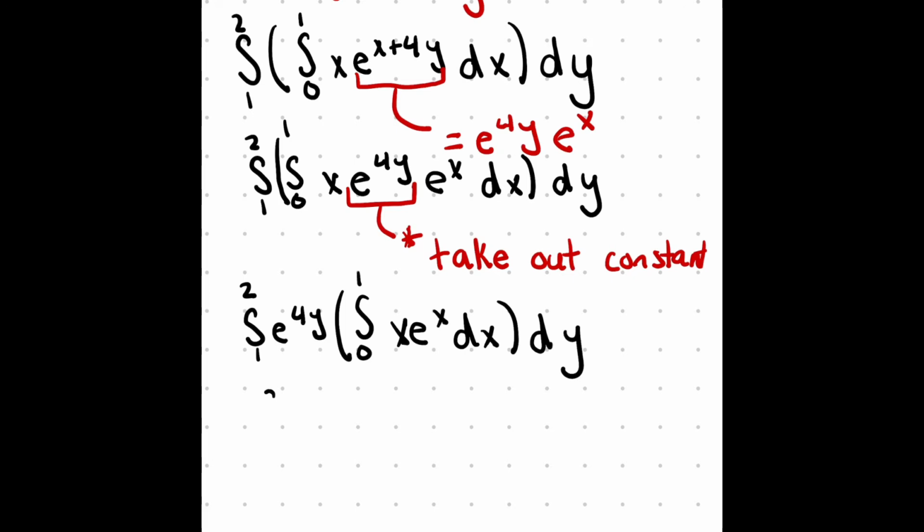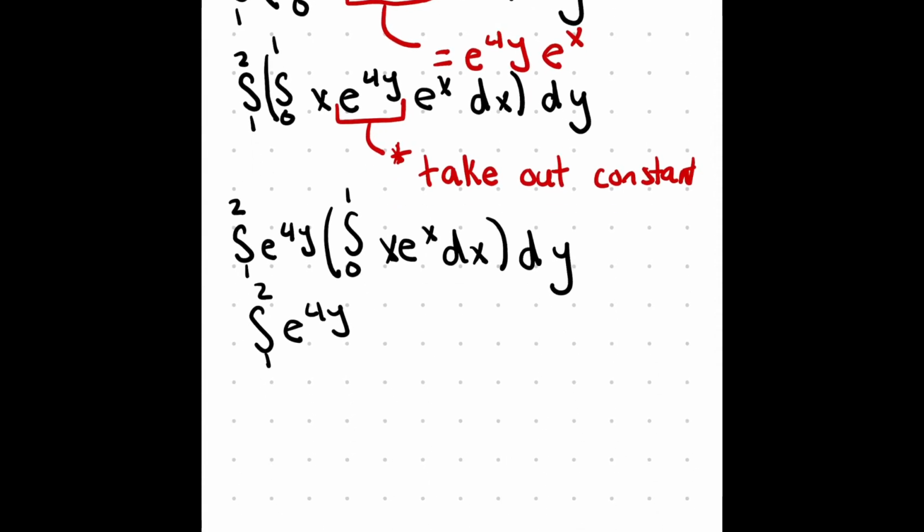Okay, so now we're going to go ahead and do the dx integral and actually figure out the antiderivative. So I ended up getting e to the x times x minus e to the x from 0 to 1.